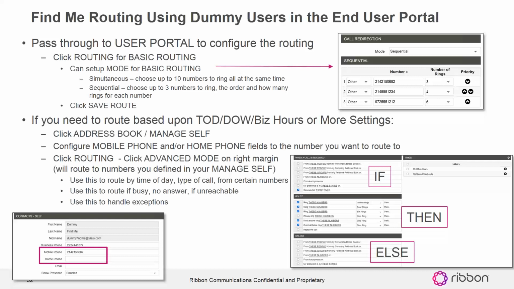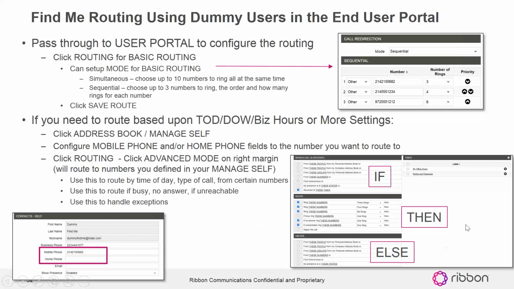Simultaneous ring will ring all of those for you. And then you also save the route, you're done. But if you need more time of day, day of week, business hours, off hours kind of thing, you can use the advanced route. But if you use advanced, then you need to go into Address Book, Manage Self, and here at the bottom you can see, put in those telephone numbers that you're going to route to, okay? Because it really uses the self piece in this, home phone, mobile phone, whatever it is.